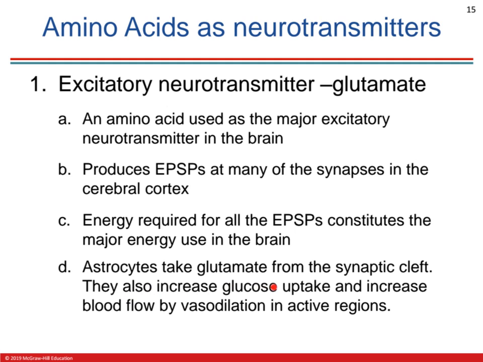Astrocytes can also increase glucose uptake and increase blood flow by vasodilation in active regions. So again, going back to this idea of there being a large energy cost for these EPSPs, you would want more glucose uptake in a region of the brain that's very active, and you'd also want more blood flow to bring the glucose to those active regions.